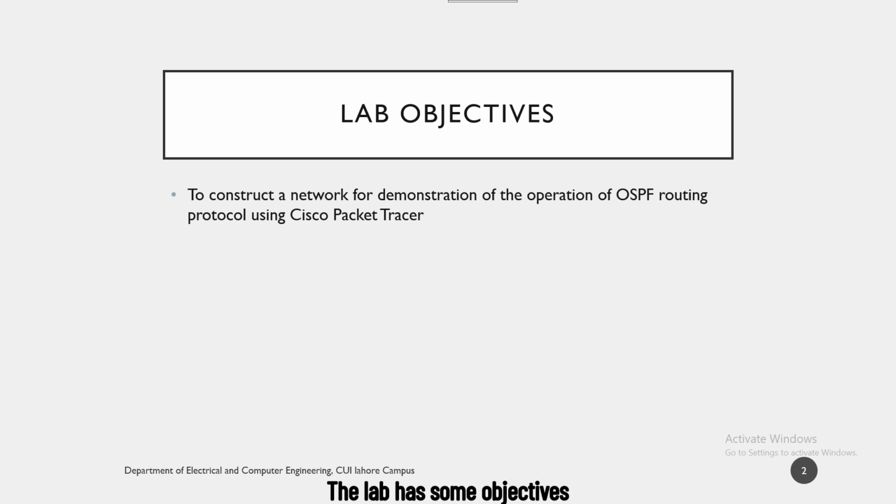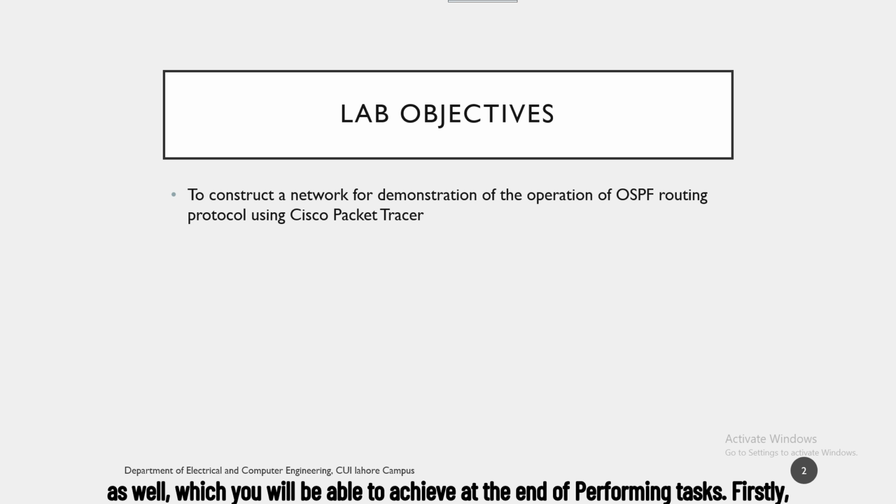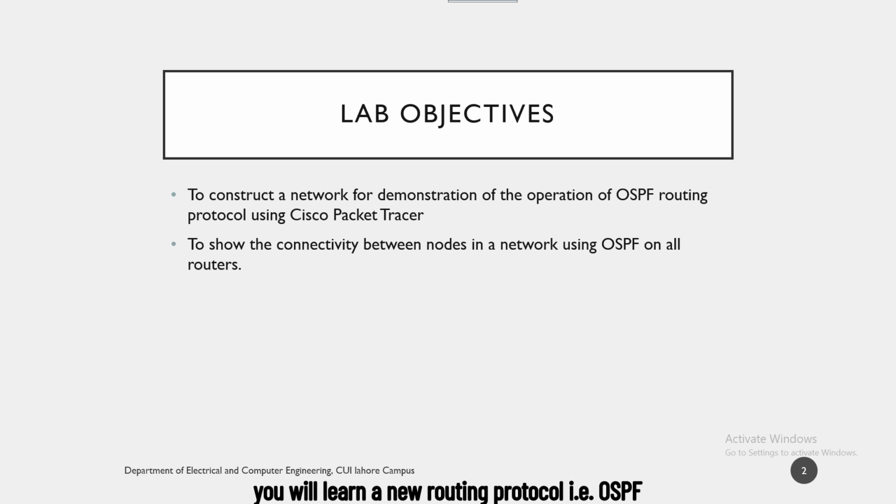The lab has some objectives as well, which we will be able to achieve at the end of performing tasks. Firstly, you will learn a new routing protocol, that is OSPF, and can implement it on Packet Tracer. Secondly, after implementation, you can show the connectivity of routers using Packet Tracer.